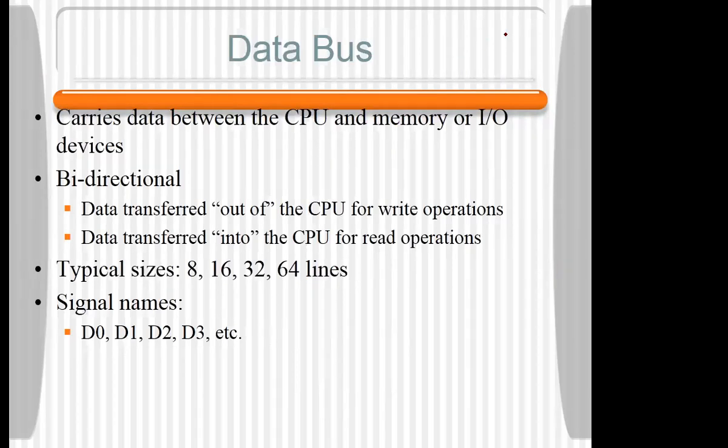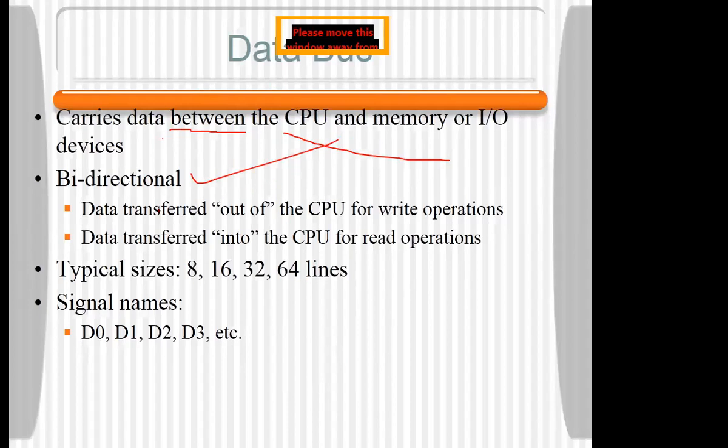Right? Carries data between the CPU and the input-output devices. That is a data bus. So the word between means data can move from the CPU or to the CPU. Hence, it is a bidirectional bus, right? So when data is transferred out of the CPU, it's a write operation. When data is transferred into the CPU, it's a read operation.